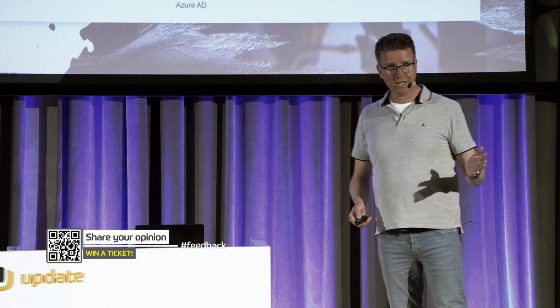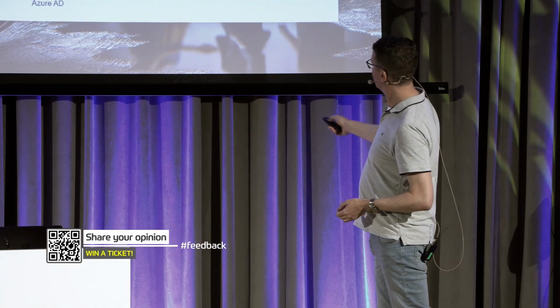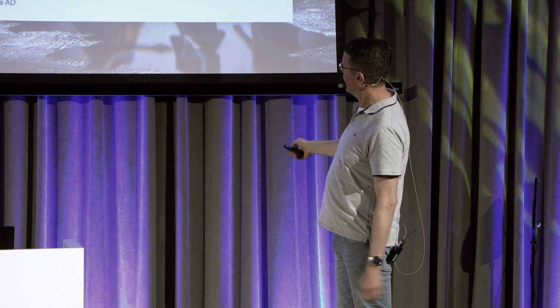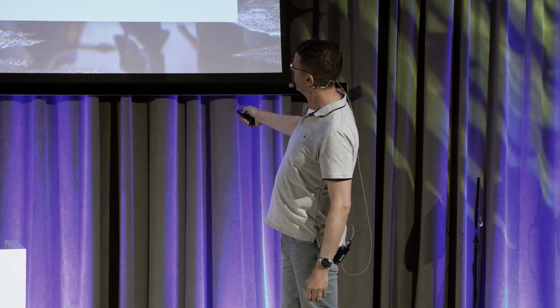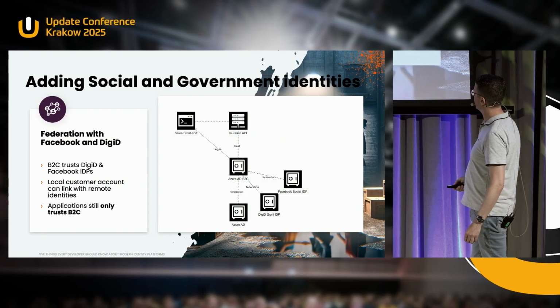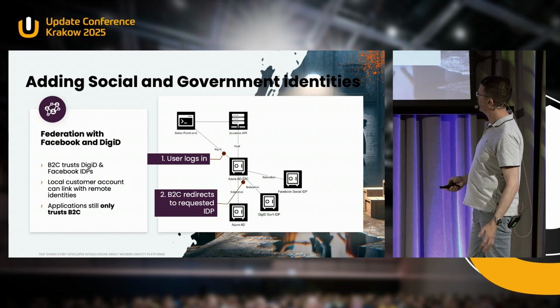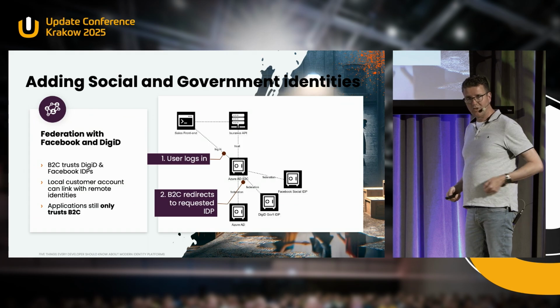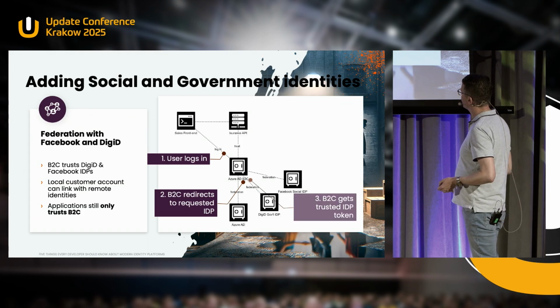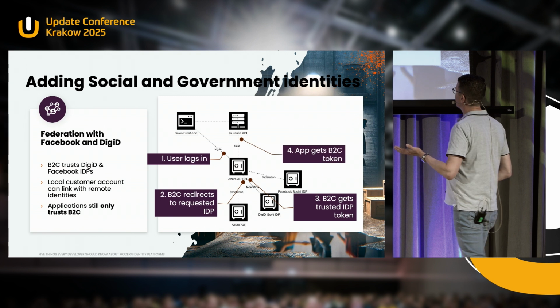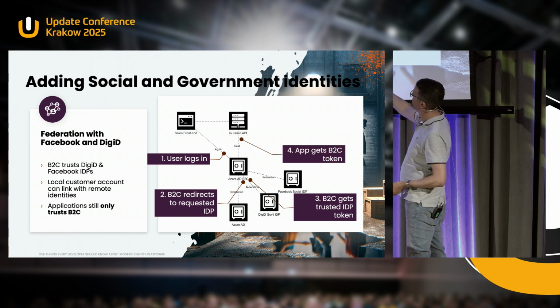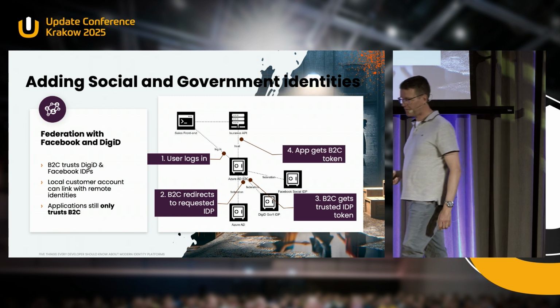So if you want to add social or government identity to the mix, it is really a matter of doing the same thing. You can add as many as you want. The complexity all remains here. And then you can have many different protocols here and add as many IDPs as you see fit for your application. So the user will log in, B2C will need to redirect that user to the proper IDP, then get a token, and then the application will still get a B2C token.